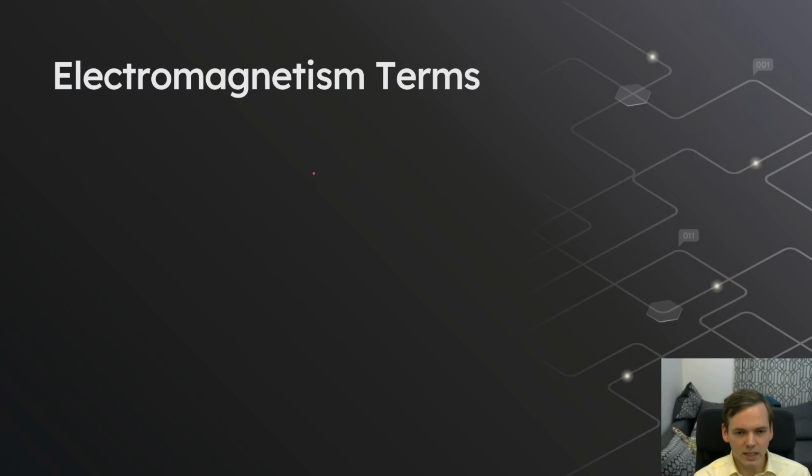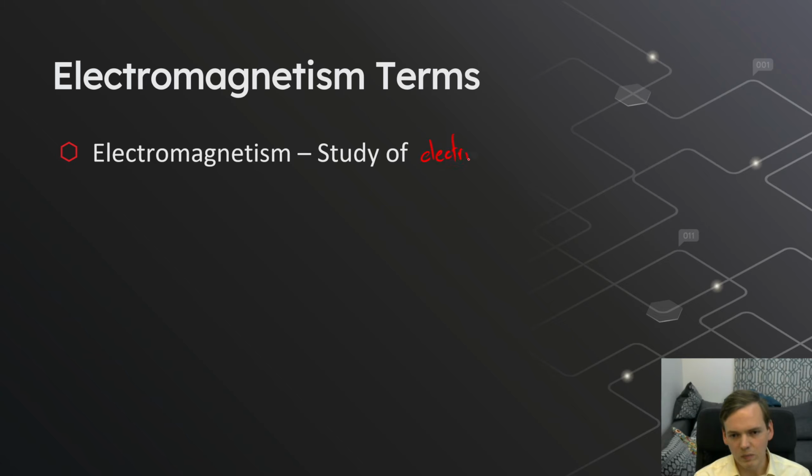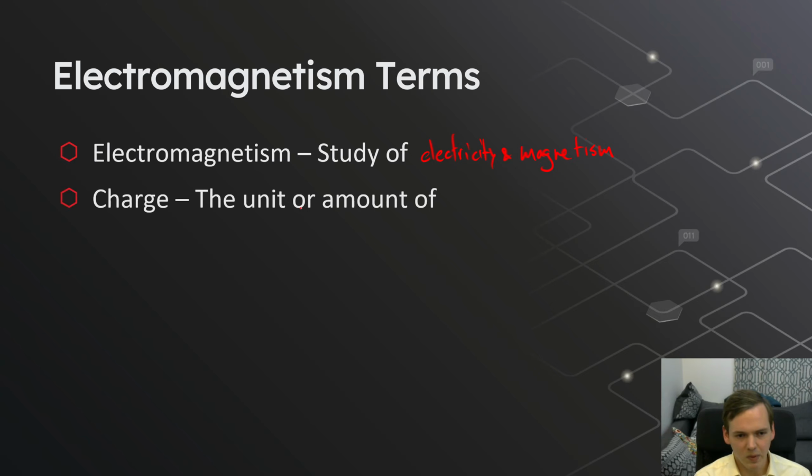So before we get into that, we need to talk about some terms, so that when I use them, you know roughly what I'm talking about. Electromagnetism is our first word, and that's the study of electricity and magnetism. Pretty self-evident from the name. It's just a combination of electricity and magnetism, the study of both of these things.